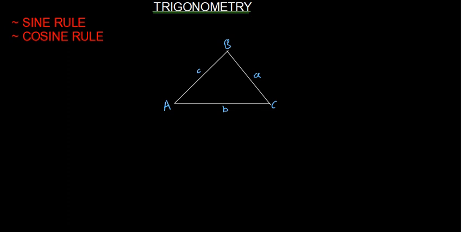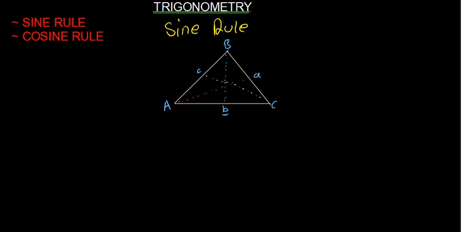We're talking about the sine rule. What we need to take into consideration is that this small b here is exactly opposite to the capital letter B there. When you look at A, the small a is opposite to that. When you look at C, the small c is opposite to that.